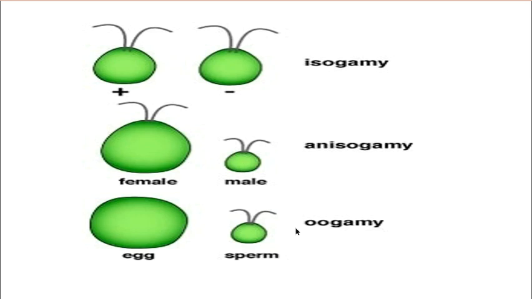The third kind is oogamous. The egg is bigger, the sperm is smaller. The egg has no flagella, that means it is non-motile, and the sperm has flagella, that means it is motile. So this is clear now how it happens.